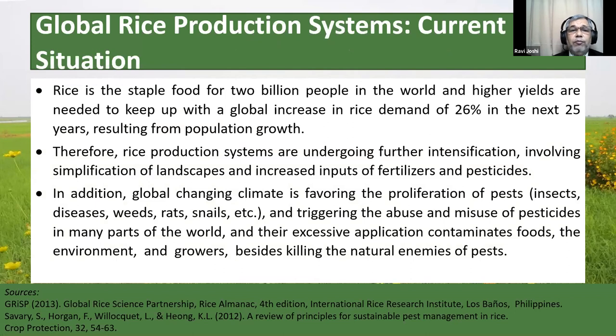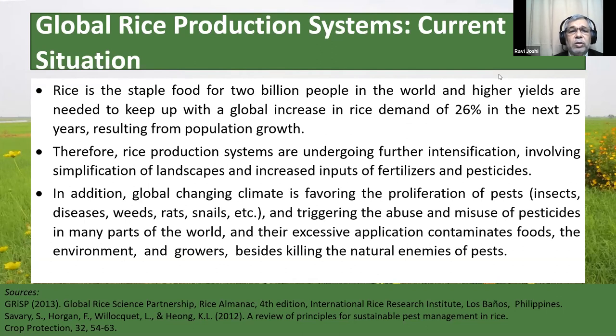As you know, rice is a staple food for more than 2 billion people in the world, and higher yields are needed to keep up with the global increase in demand, which is around 62% in the next 25 years, because of population growth, while the rice area cannot be increased anymore. Therefore, the rice production systems are going through intensification involving simplification of the landscapes and increased inputs of fertilizers and pesticides. In addition to this problem, global climate change is favoring the spread of many kinds of pests, including diseases, rats, snails, and insects.